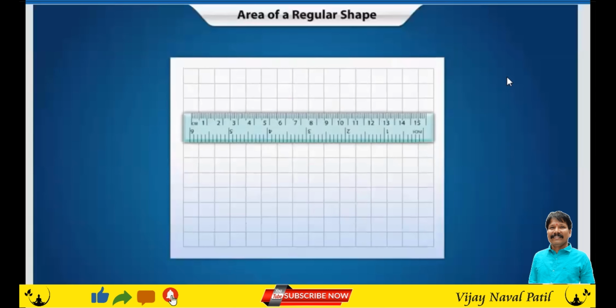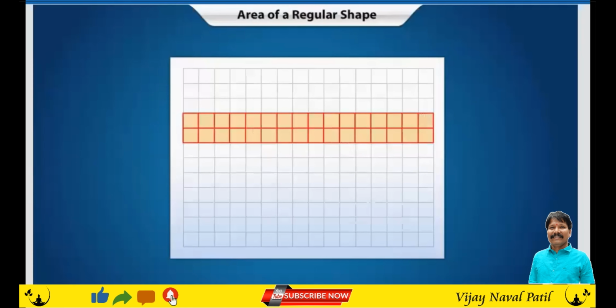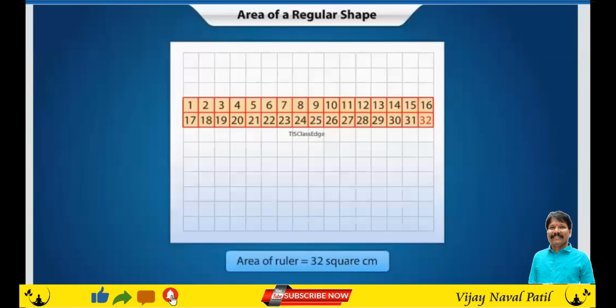Now, let's see how many squares of side 1 centimeter this ruler covers. Trace the outline of the ruler on the grid and then remove the ruler. It covers 32 squares. That is, it has an area of 32 square centimeters.